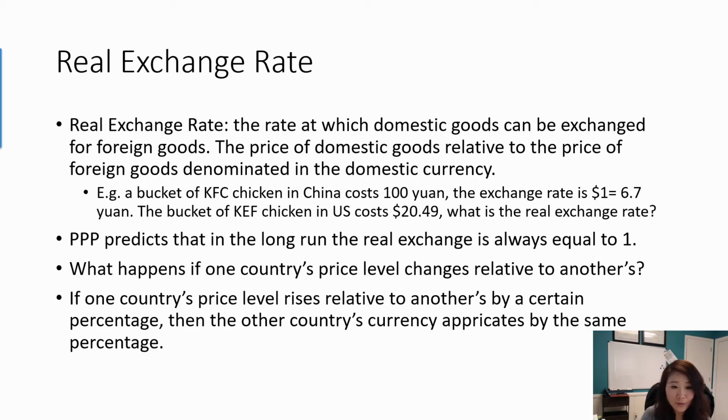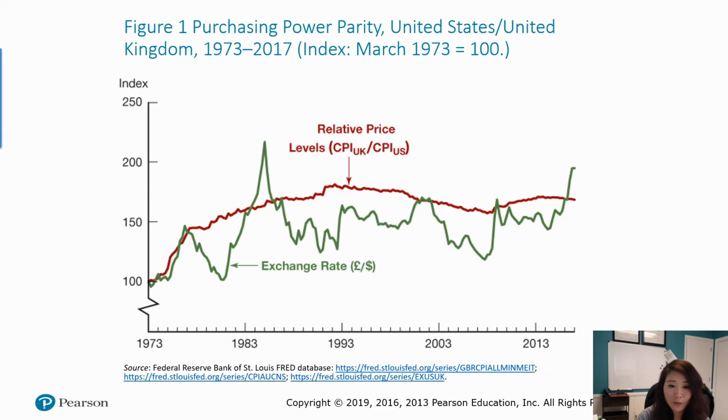To help you see this relationship, I want to show you this diagram. It looks at the period between 1973 and 2013, at how the relative price level changes between the UK and US, and how that affects the exchange rate.